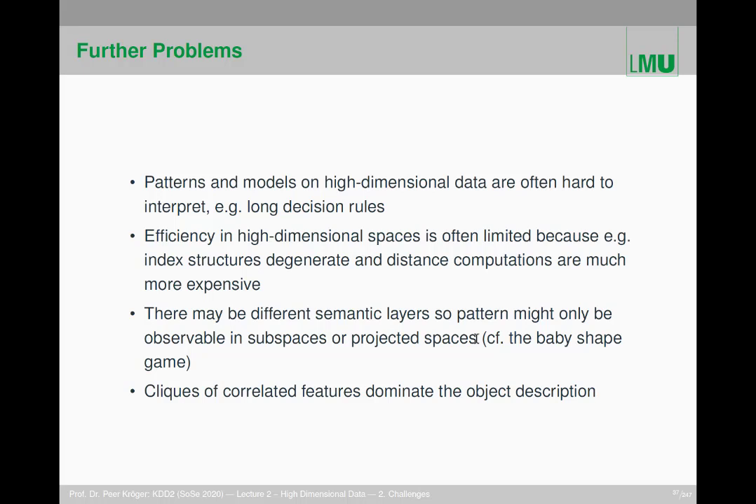Third thing, and this is coming back to the baby shape game, there may of course be different semantic layers. We didn't capture that so far in the mathematical treatment here, but there may be different semantic concepts and also different semantic patterns, and those may only be observable in subspaces or projections of the original features. Think about this example: we have 10 features, 5 for shape, 5 for color. If we pick the 5 for shape, we get the pattern for shape. If we pick the subspace spanned by the 5 for color, we get the color patterns.